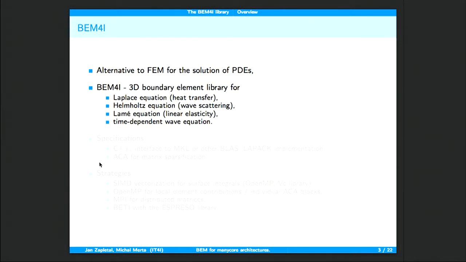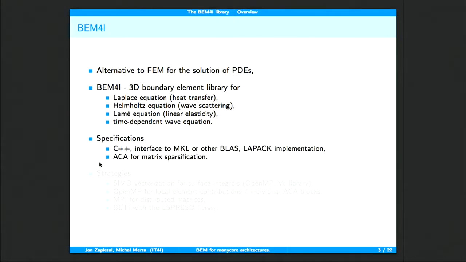The library that we are implementing is called BEM4i. It implements 3D boundary element methods, and currently what we can solve, that's Laplace equation for heat transfer or electrostatics, Helmholtz equation for wave scattering, Lamé equation for linear elasticity, and we also have a module for time-dependent wave equation. This is quite different from all the previous 3.